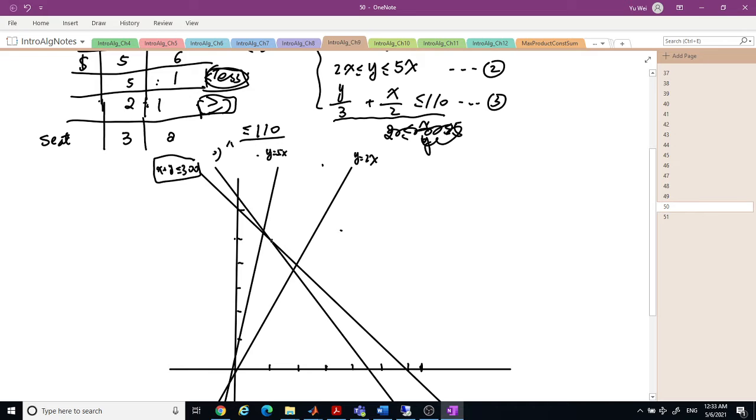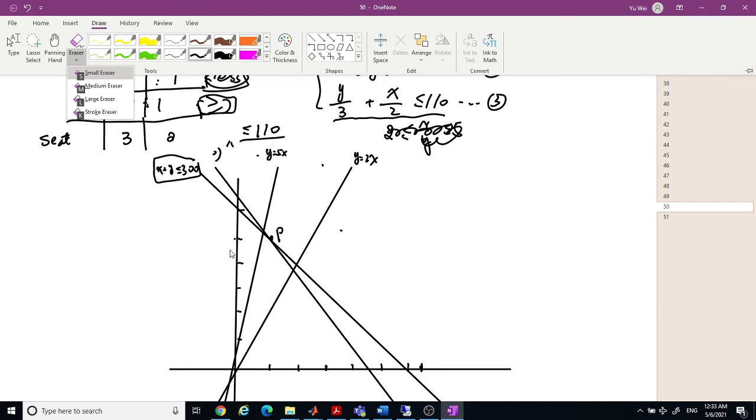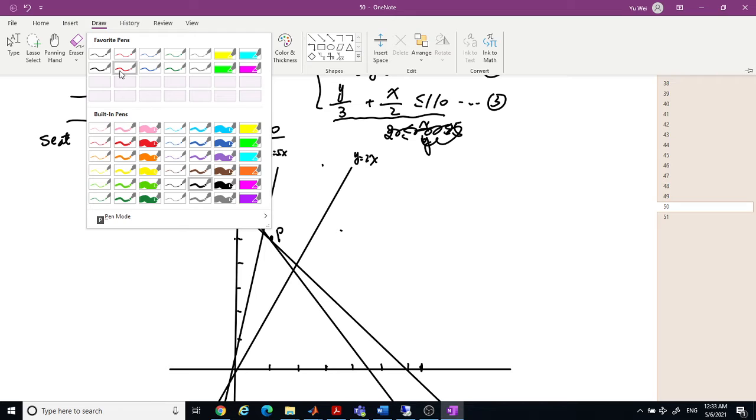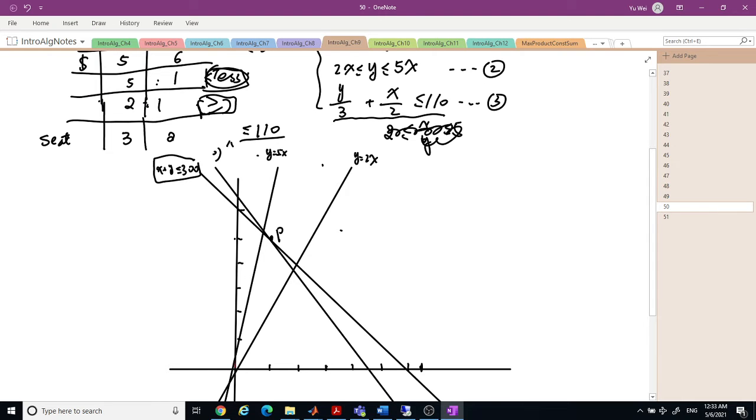So now you can see there is a region here, right? Let's highlight this region. It should be less than this, to here, to here, to here. Okay, so this is the region. This is the region we need.